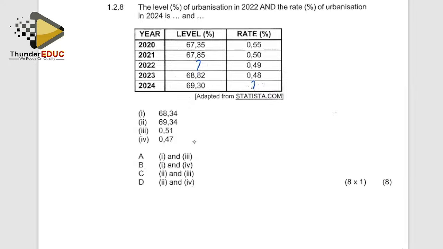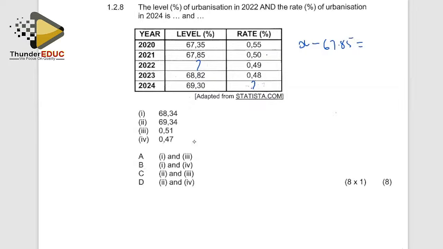For us to get the rate, we get it by subtracting the level here. The change in the level gives us the rate. So we are saying, for us to get this particular rate here for 2022, we are saying it's unknown X. And that rate, if you get a difference from 2021, was 67.85. The unknown for 2022 minus the rate for 2021 must give us the percentage for that particular year.